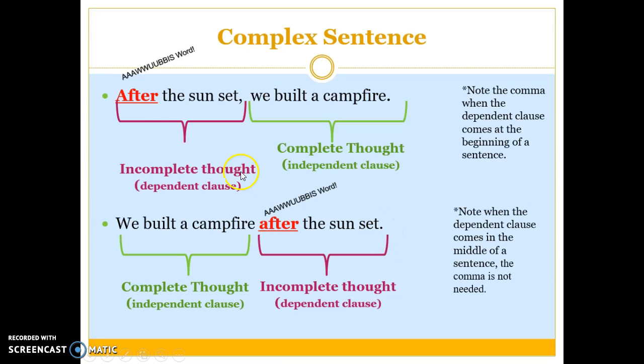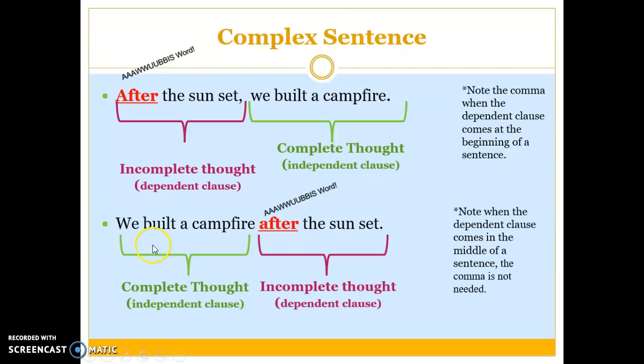Look at the diagrams. After the sun set, after is your AWUBIS word, comma, we built a fire. This is your complete thought. This is your incomplete thought. The incomplete thought needs the complete thought. Please make note that when the dependent clause comes at the beginning of the sentence, there is a comma. In this example, because the AWUBIS word is in the middle of the sentence, you don't need a comma.